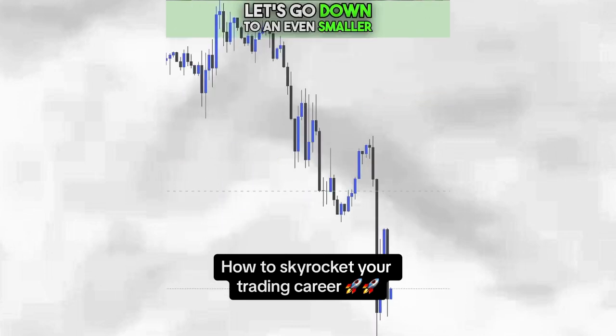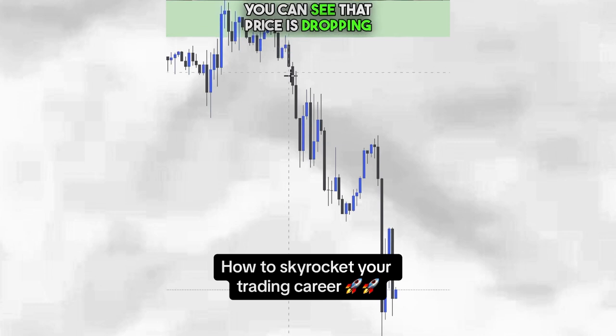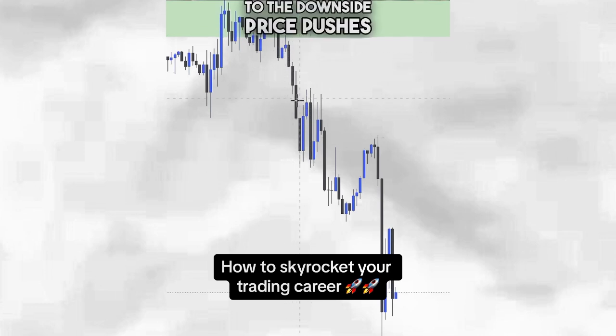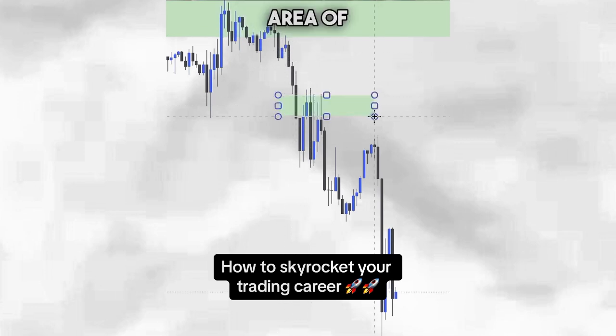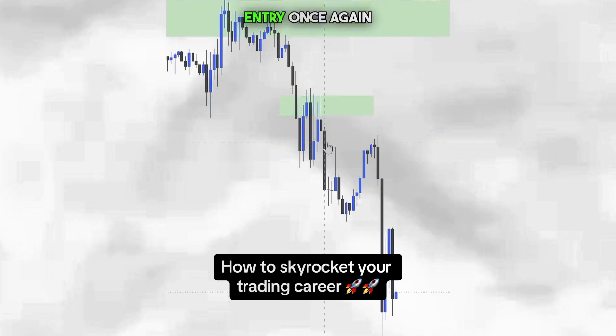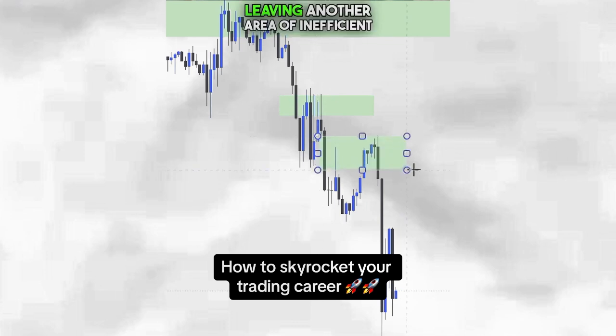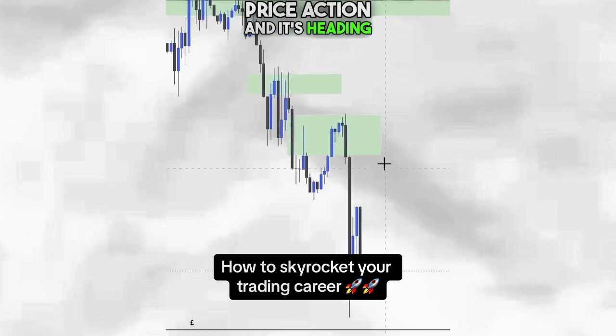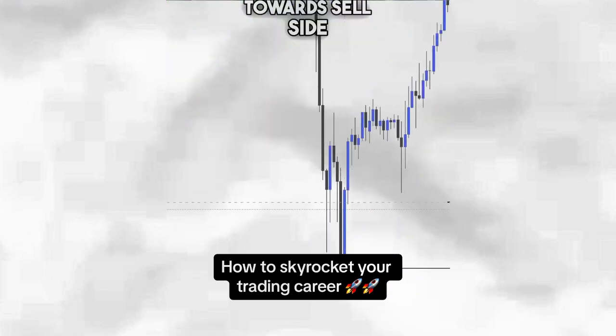Let's go down to an even smaller time frame. You can see that price is dropping to the downside, price pushes higher and then drops from this area of inefficiency. You could enter in here. Now let's say you miss this entry once again. As you can see, price has dropped aggressively to the downside, leaving another area of inefficient price action, and it's heading towards sell side liquidity.